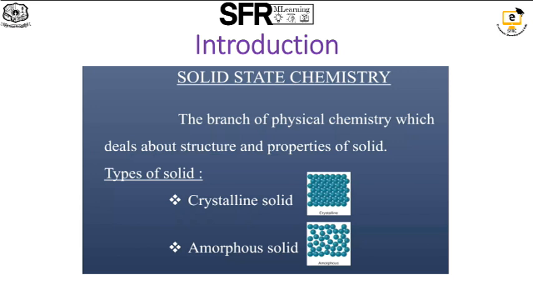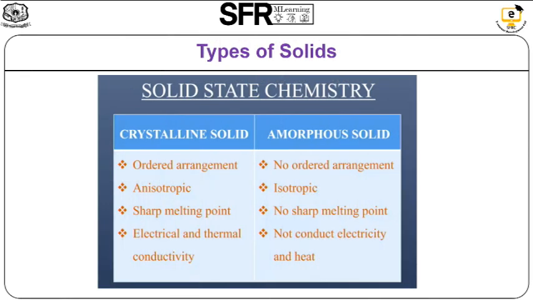This is a branch of physical chemistry which deals with the structure and properties of solid states. There are 2 types of solids. The first one is the crystalline solid, and the second one is the amorphous solid. This is the diagram of the crystalline solid and amorphous solid. These are the properties of the crystalline and amorphous solids. There are some differences.